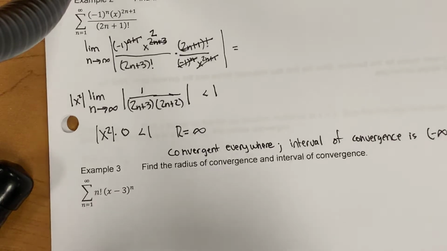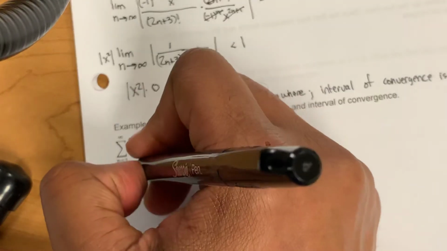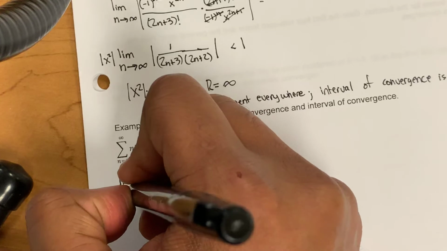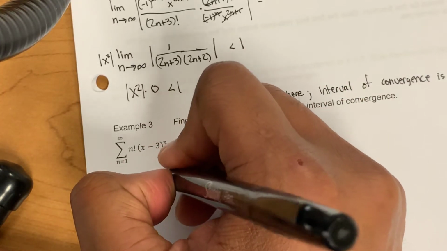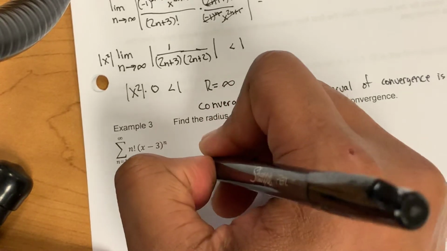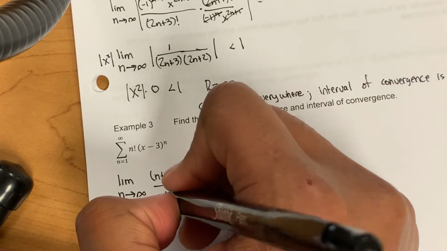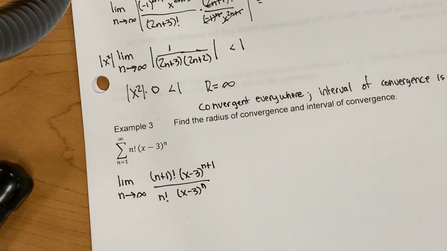For example 3, we're going to run into the opposite case, but we'll see how that develops. So the same check, we start out with the ratio test, the limit as n approaches infinity of n plus 1 factorial times x minus 3 to the n plus 1 power divided by n factorial times x minus 3 to the n power.